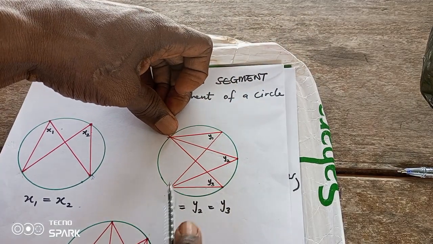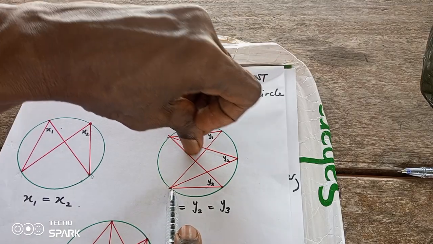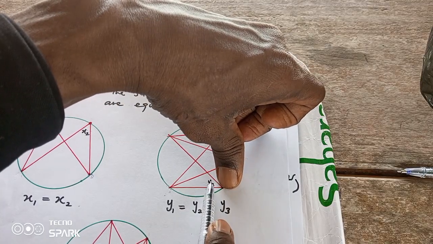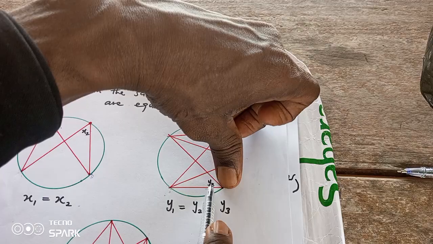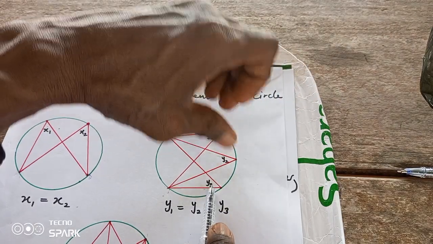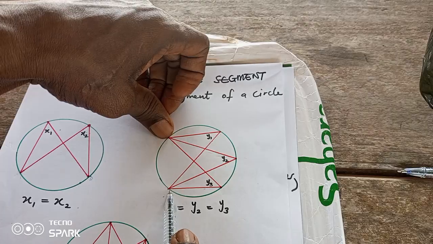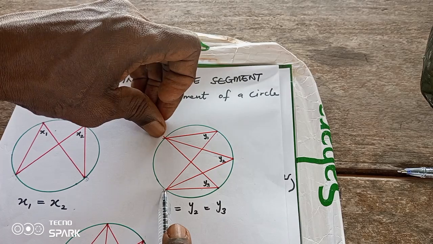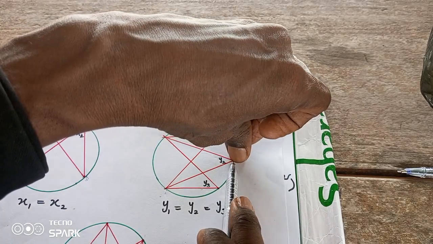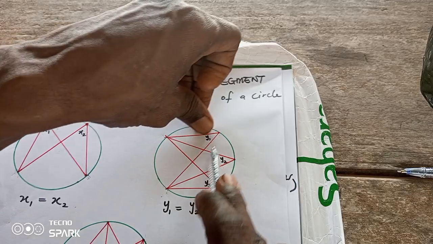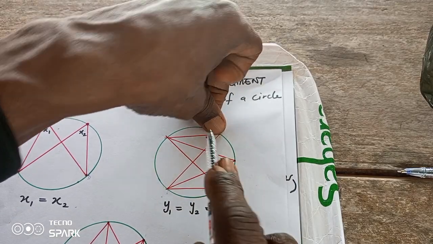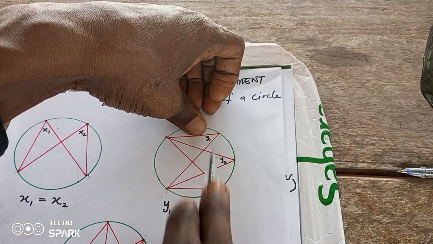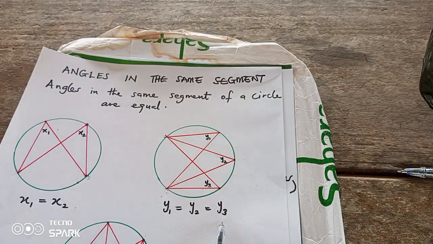This third angle also, from this same point, a line goes like this and touches the circumference, another one touches the circumference here. So this angle is also an angle of the same segment with the other two angles because they all start from this point. From this point you form an angle that touches the circumference, and again from this point. So it means angle y1, y2 and y3 are equal because they are angles of the same segment.